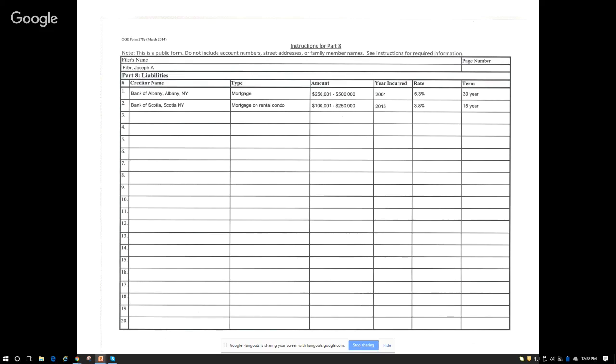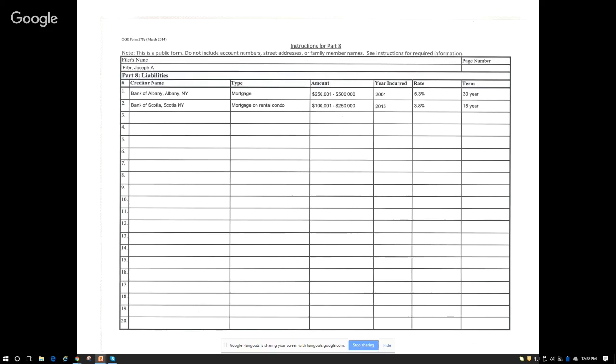Okay, let's take a look at Part 8. This is where the filer reports liabilities or debts. Item 1, the filer reports what appears to be a mortgage on a personal residence. And once again, I'm going to refer you back to the Stock Act. Filers who are PAS types, presidentially appointed with the advice and consent of the Senate, have to report personal mortgages. Other 278 filers do not.